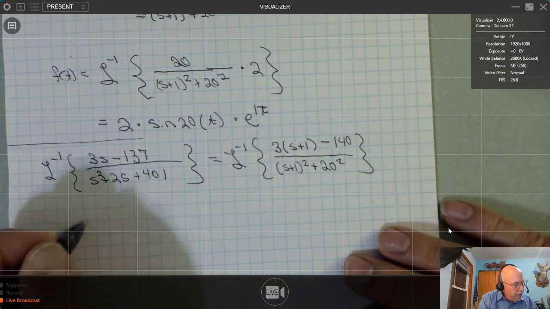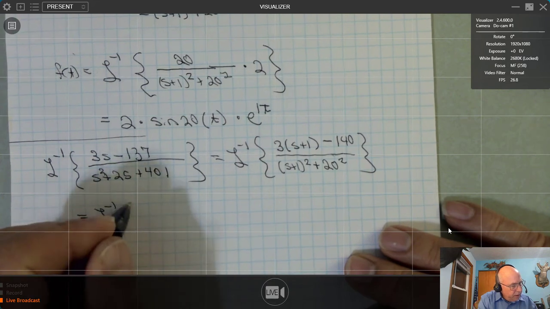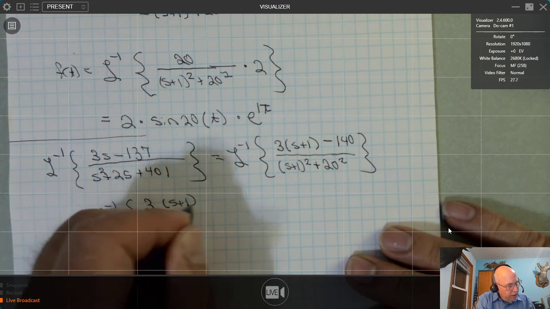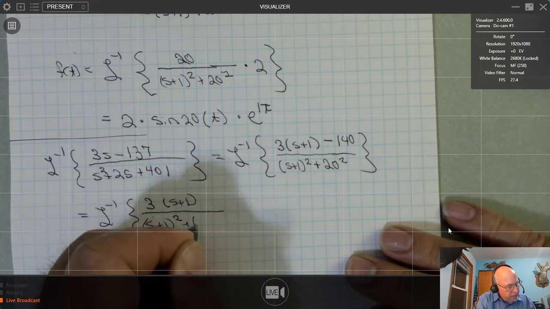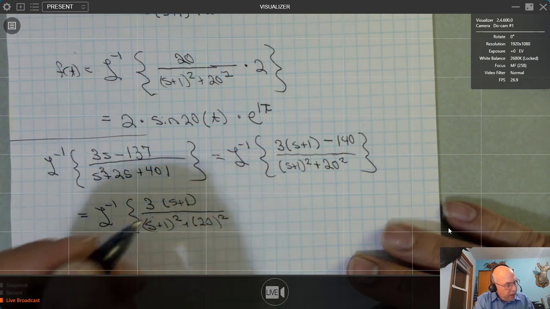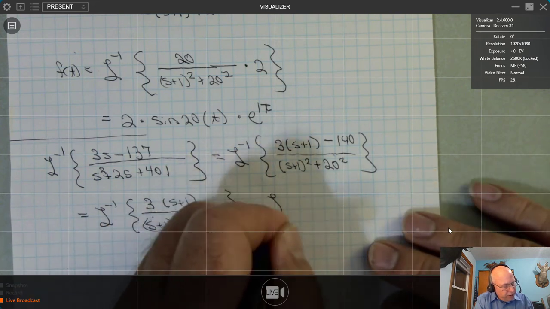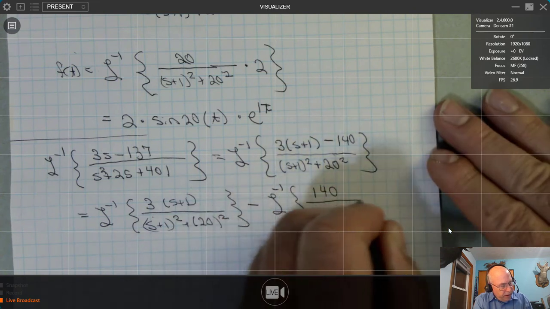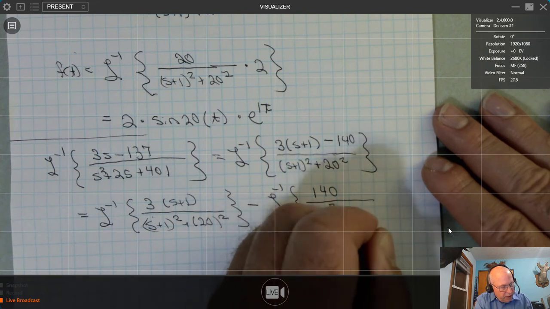And now we're ready to split this. This is the inverse transform of 3 times s plus 1 over s plus 1 squared plus 20 squared, minus the inverse transform of 140 over s plus 1 squared plus 20 squared.